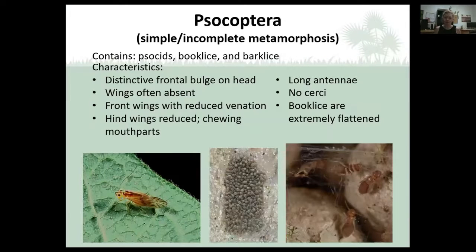The Psocoptera, which are like book lice and bark lice, might be a pest of libraries, but not really of you guys, so they're not really important to distinguish. But they have this bulb on their nose that, if you were to look under a microscope, would be a key characteristic. Oh, it has a bulb on its nose. It's probably a book louse.